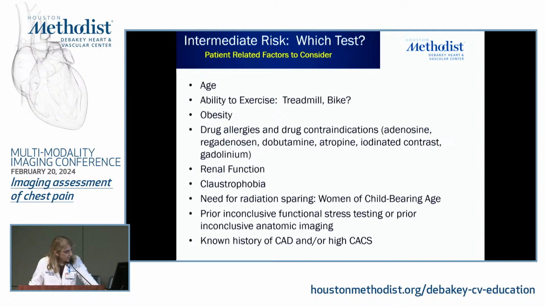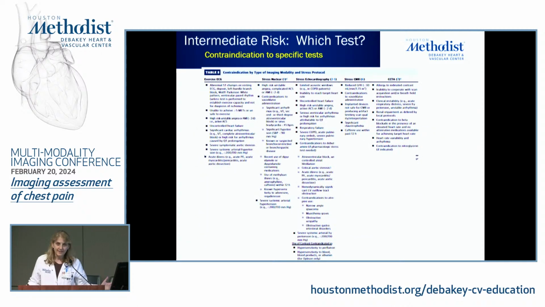You have to take into account whether or not they've had prior inconclusive functional stress testing or prior inconclusive anatomic imaging, because that becomes important in determining what test you're going to order next. And you also have to know whether or not they have a known history of coronary artery disease and/or a high coronary artery calcium score. So these are the contraindications of the specific tests.